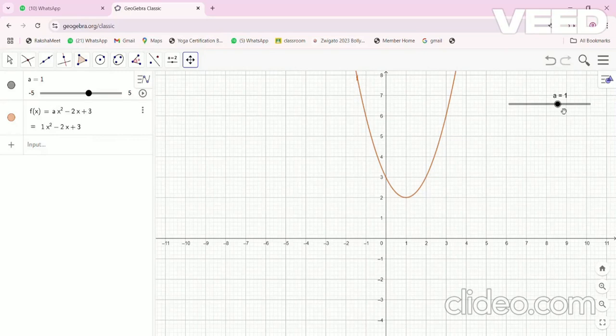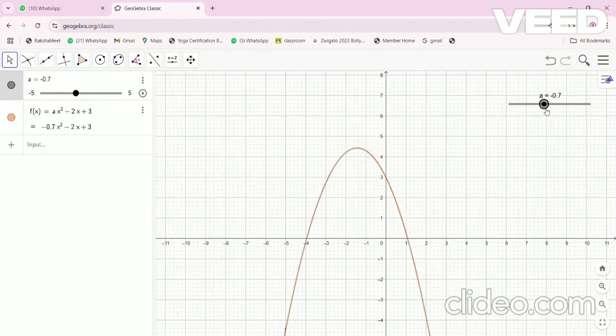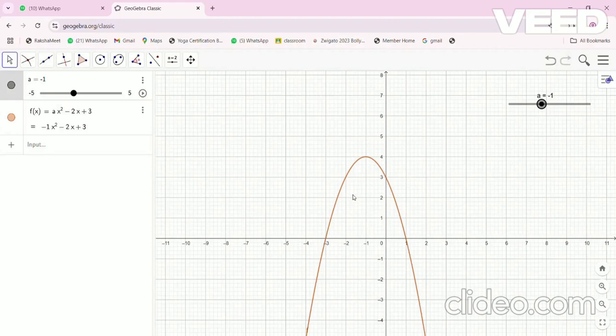If I make this coefficient negative, see what happens if I change the slider position to negative. So you can see here the parabola turns downwards. So these are the two geometrical representations for a quadratic polynomial.